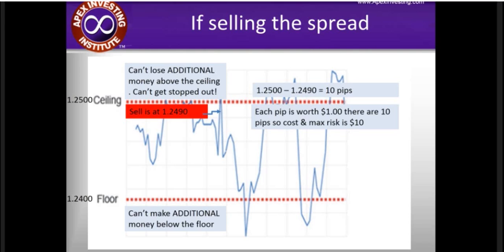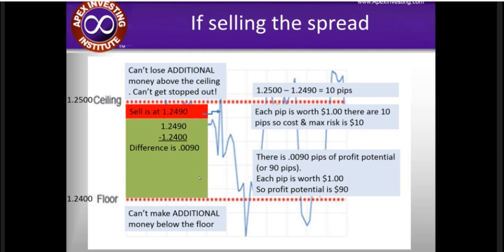And this happens all the time. It isn't a rare thing. So every pip is worth $1. There are 10 pips. Max cost is $10. So if it goes up 30 pips against it, we're still only down at a maximum $10, and it can still come back in our favor before it expires.